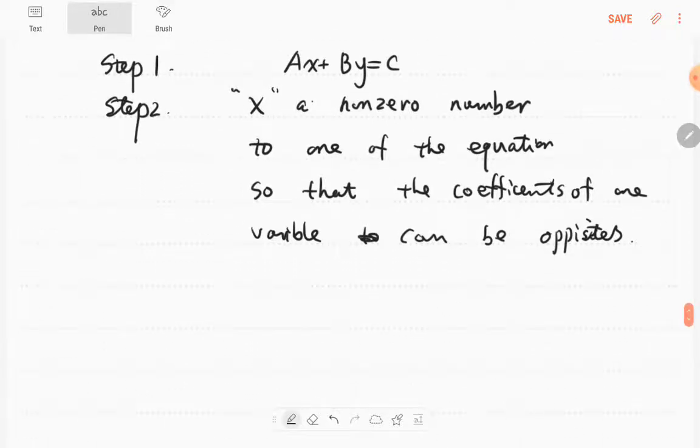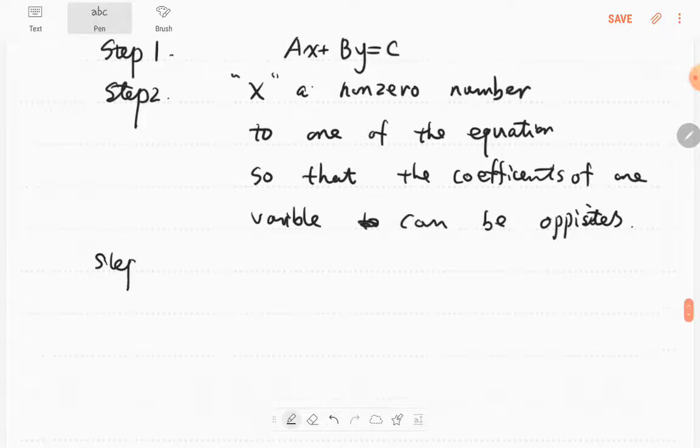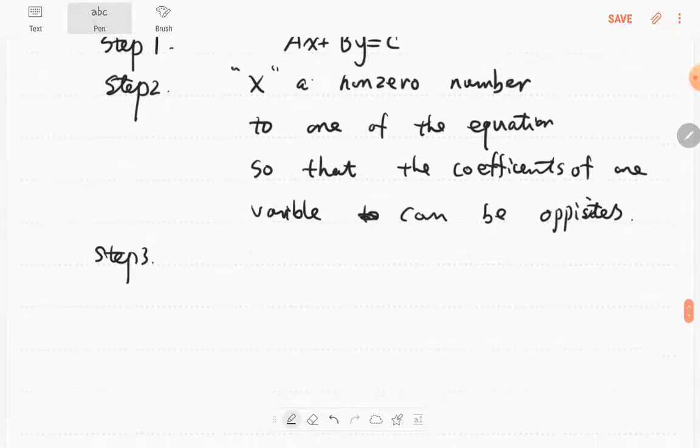If the coefficient of x, 2x, the coefficient of the first x and the second x to be the opposites, then we add them up, we can eliminate x. If the first y, we have a coefficient, and the second equation, we have another y. If their coefficients to be the opposites, then we add them up, we can eliminate y. So this is second step. And then step 3, we just do the addition. We just add them up.